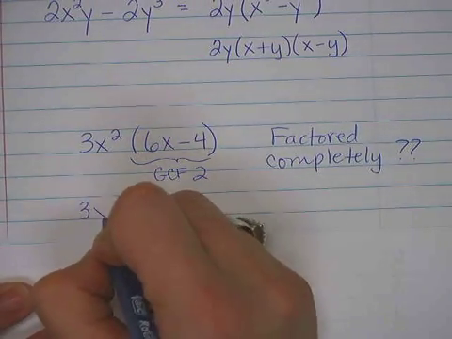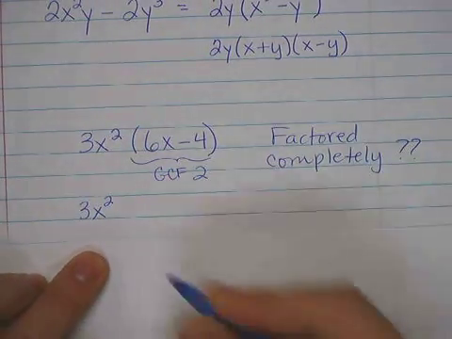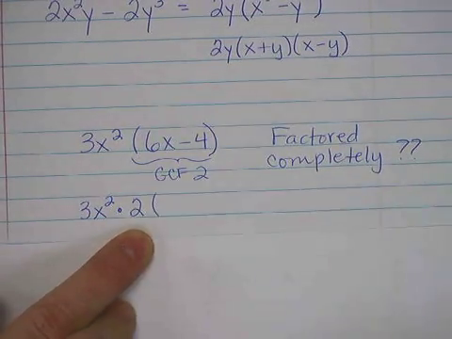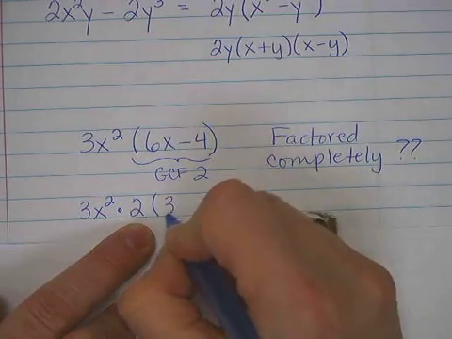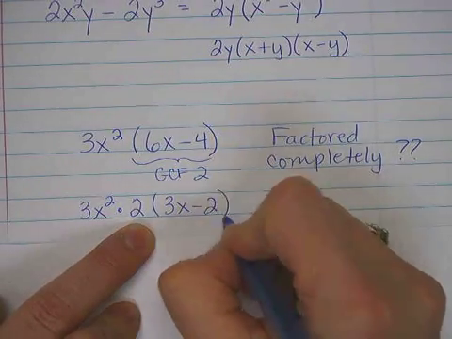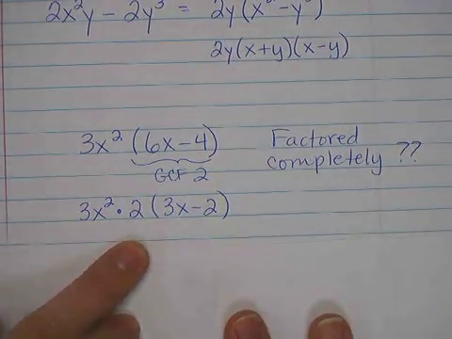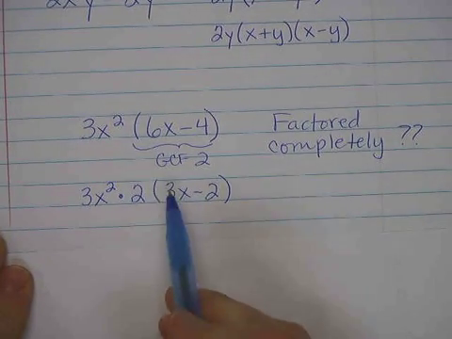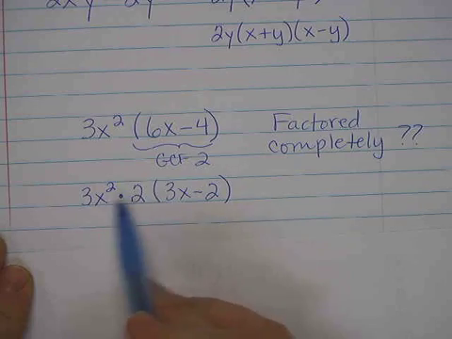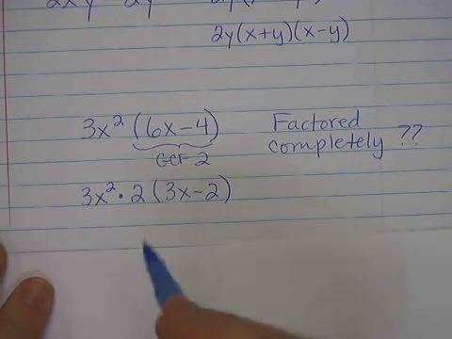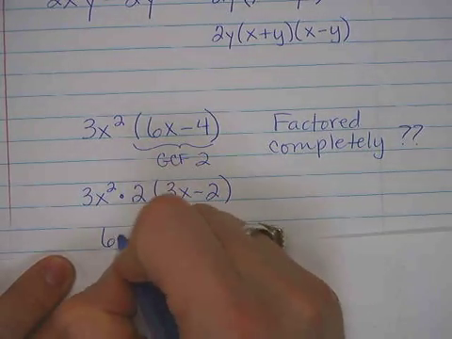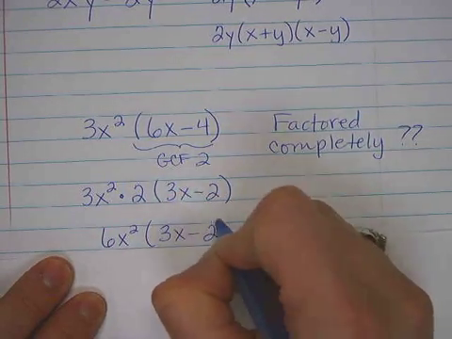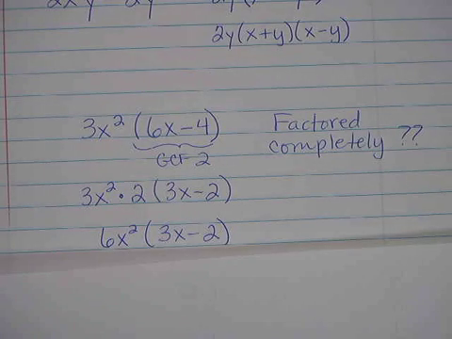So what we're going to do is we have our 3x squared times, we're going to pull out our GCF of 2, and we're left with this. So notice that when we pull that factor out, it just is going to get multiplied to this front coefficient. So it's going to become 6x squared times the quantity of 3x minus 2.